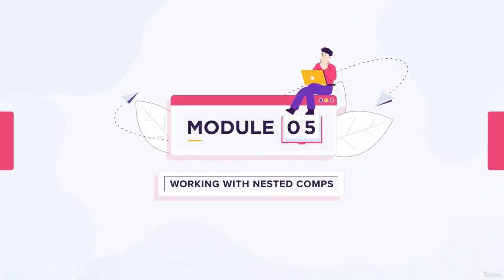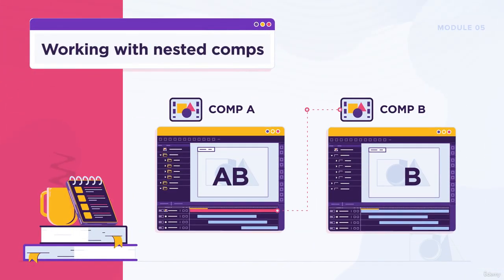Working with nested comps. In previous lessons, you might have noticed that After Effects has the ability to create comps, and then add them inside of other comps. This is what we call nested comps. Nested comps are really handy, but there are a few important things we need to know when we work with them. This will make our lives and work pipeline easier down the line.